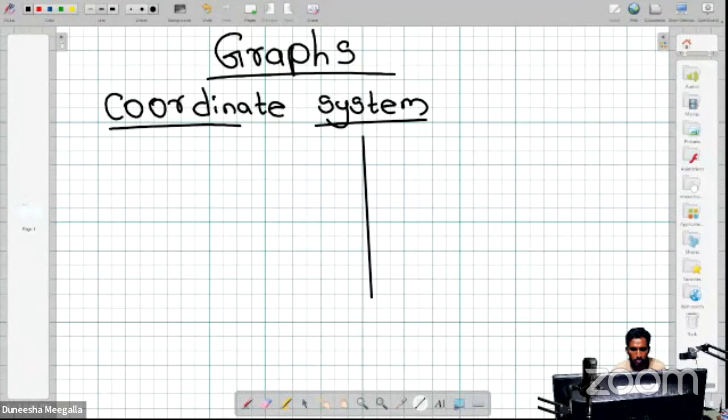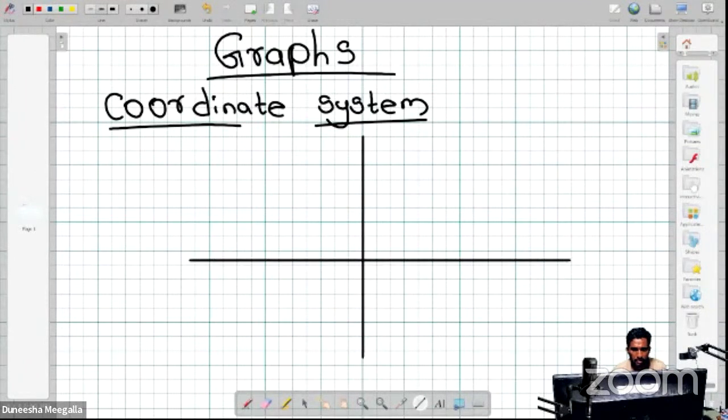How we draw the coordinate system. The vertical axis is y, the horizontal axis is x. The intersecting point of these two axes is 0 or O. We call it the origin. This is the positive side of the x.